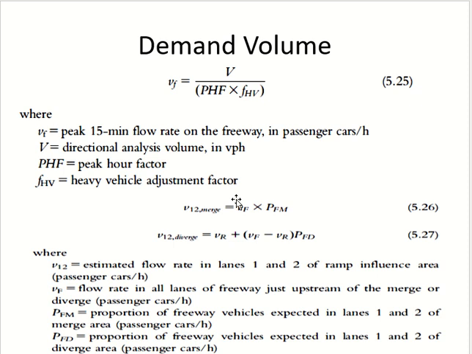Freeway. Half a lane. I already have people saying 1 lane, 2 lanes. It's already for the influence area. So it's already 2 for the 2 lanes. Already 2. See?